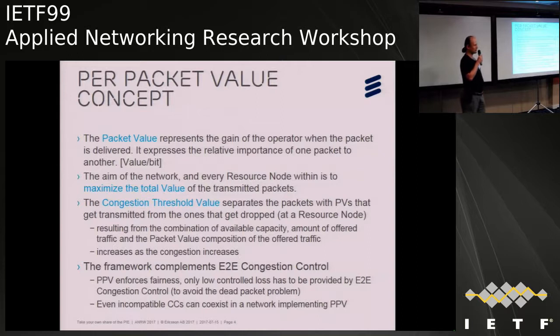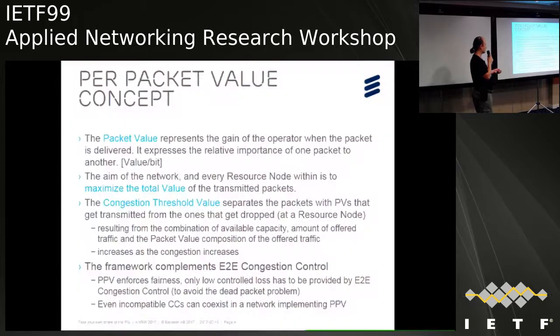And then there is a congestion threshold value in this value space. In an ideal system, below that value all packets should be dropped. Above that value, all packets should be transmitted. And this value results from the combination of available capacity, amount of offered traffic, and the packet value composition of that offered traffic. And it's actually a pretty good descriptor of what happens in our system.